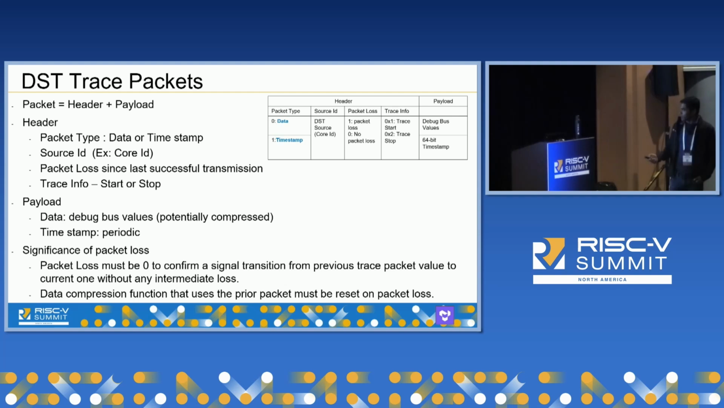We also have a source ID, and this source ID is important when you have a multi-core design. You want to identify from which core you are collecting the microarchitecture events. We have the trace start and stop info, which basically says when the trace started and stopped. And then I'll cover the packet loss in a minute. Apart from that, we have the payload, which is either debug bus values or timestamp.